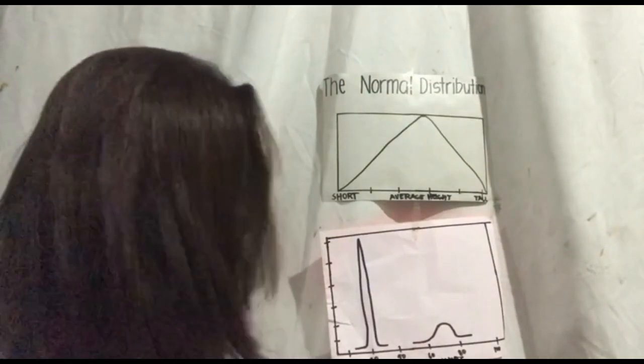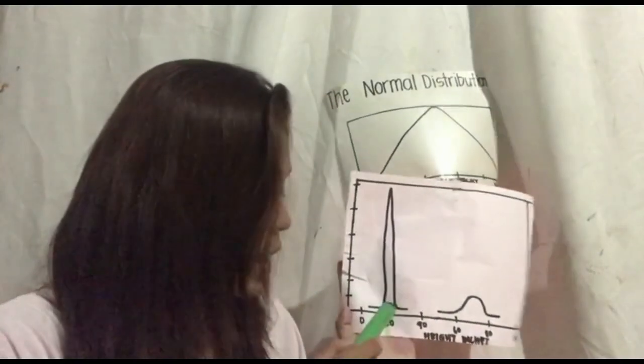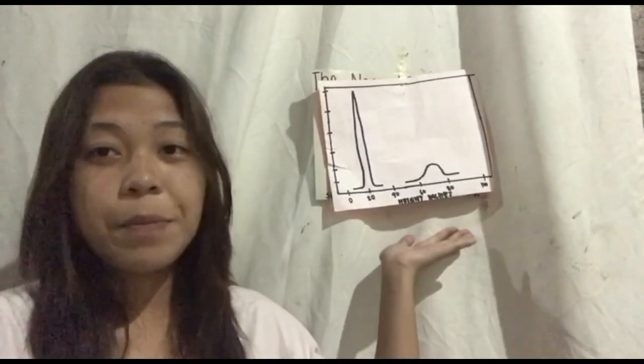This part is the centered average value here. By looking at the graph, we can tell that there is a high probability that a newborn baby will be between 19 and 21 inches tall. In contrast, adults are between 60 and 70 inches tall.